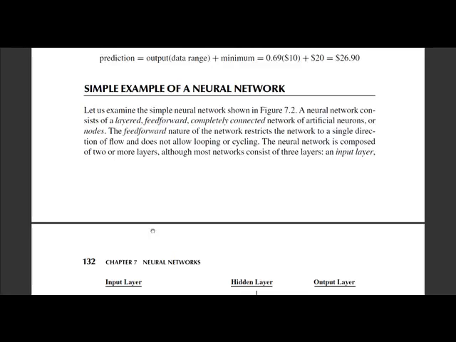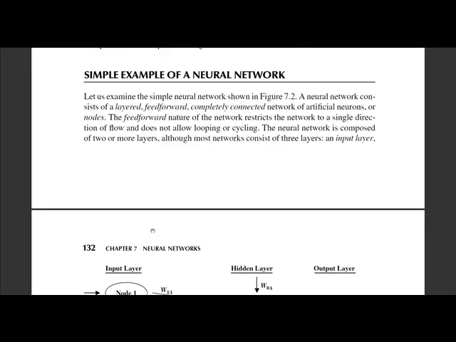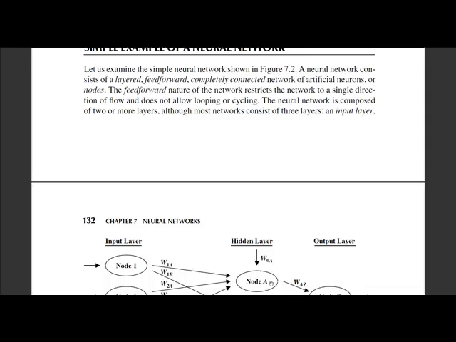Let us examine the simple neural network shown in figure 7.2. A neural network consists of a layered, feed-forward, completely connected network of artificial neurons, or nodes. So we'll sort of understand what these words are. The feed-forward nature of the network restricts the network to a single direction of flow and does not allow looping or cycling. So we're going to sort of feed the information through this direction and not allow for cycling.